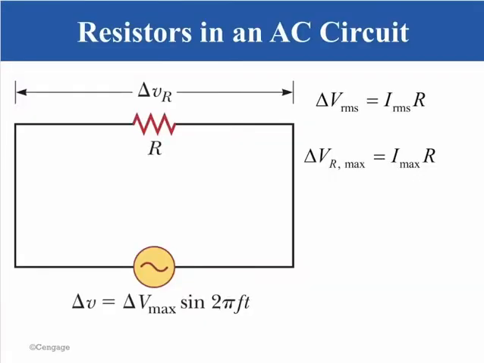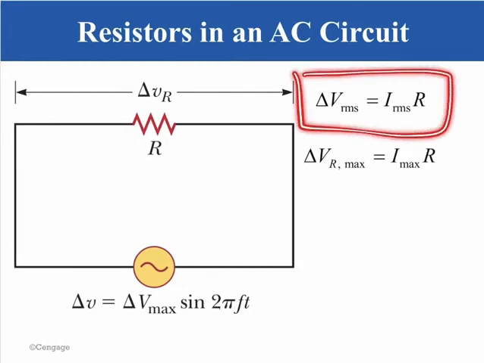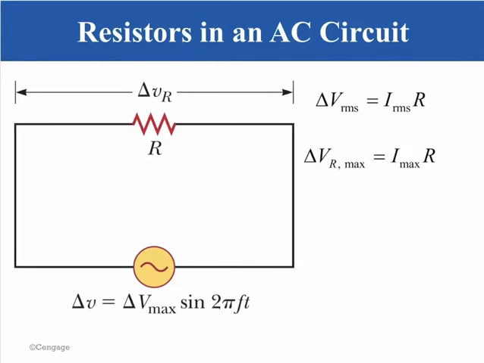Now let us consider the series circuit shown in the figure. It consists of a resistor connected to an AC generator. A resistor impedes the current in an AC circuit, just like it does in a DC circuit. And we have the relationship here. The RMS voltage across a resistor is equal to the RMS current in the circuit times the resistance. The equation is also true if maximum values of current and voltage are used.